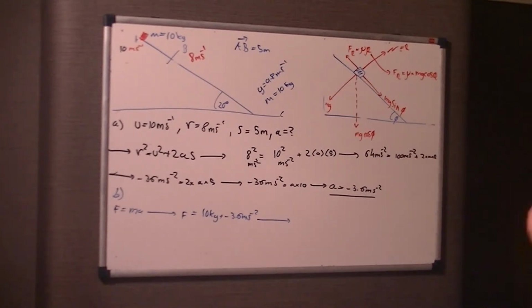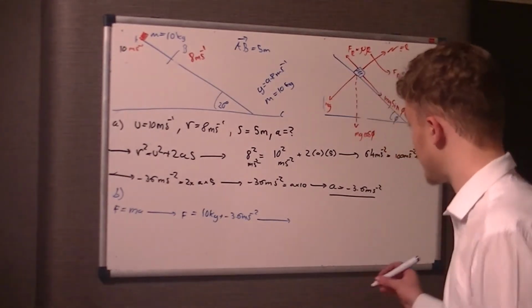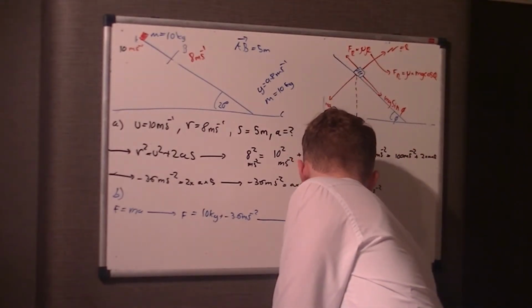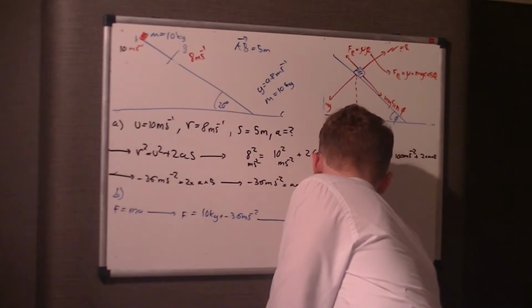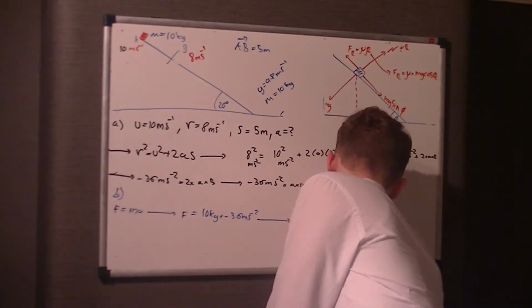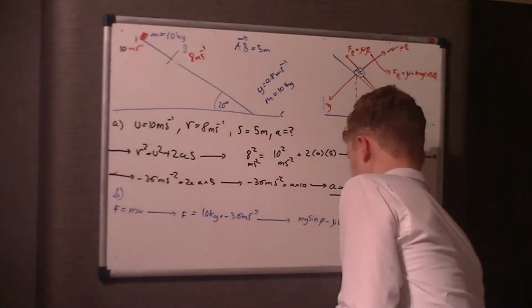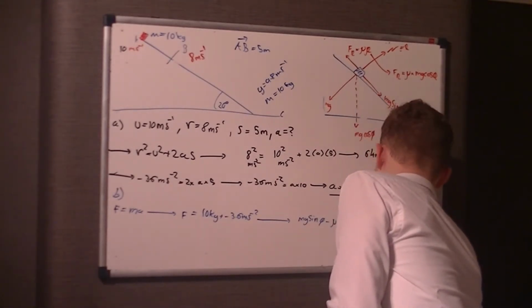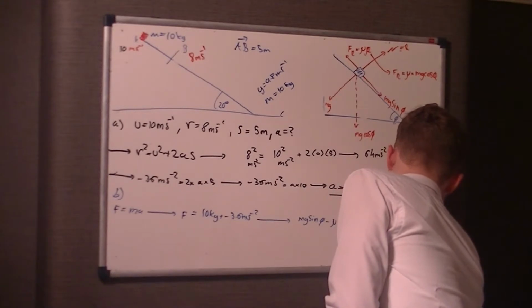Right, so this force we said is the resultant force. The vertical forces are balanced, so it's the forces along the slope that we need to consider. So this F is mg sine theta minus μR. Now, I will put in what R is, but I just want to do it in bigger steps. So it equals 10 kg times minus 3.6 meters per second squared.